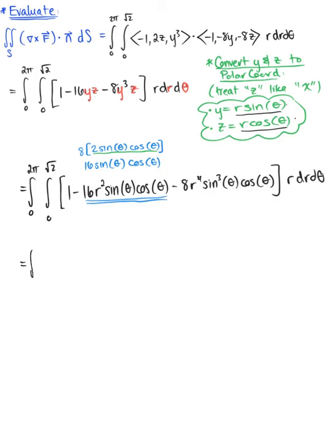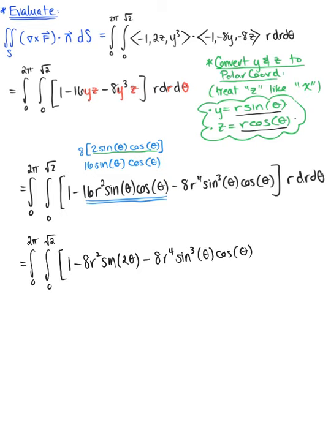So let's rewrite this. We have the double integral with the outer bounds 0 to 2 pi. The inner integral is from 0 to the square root of 2. So our integrand is now 1 minus 8r squared times sine of 2 theta by that double angle formula, minus 8r to the 4th sine cubed of theta multiplied by cosine of theta, multiplied by r dr d theta. Before we integrate here, let's be mindful that we need to distribute this radius through to each part. And don't forget that 1.